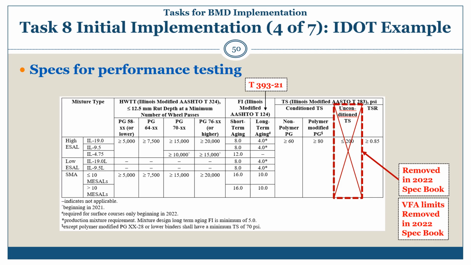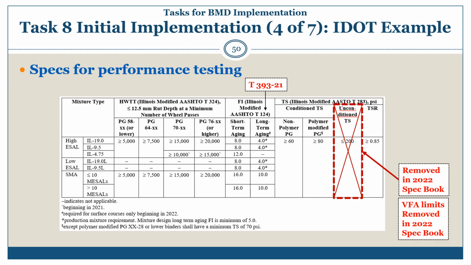Also, they have the iFit requirements, implemented for both the short-term aging and the long-term aging. There's a different set of criteria for the different types of mixtures, and there's a different set of criteria for short versus long-term aging. They also have, for moisture damage, the AASHTO T283, the indirect tensile strengths. They have requirements for the moisture conditioned tensile strengths, the unconditioned tensile strengths, and the tensile strength ratio. And they've separated the criteria or the requirement for the conditioned tensile strengths for polymer versus non-polymer modified asphalt binders.